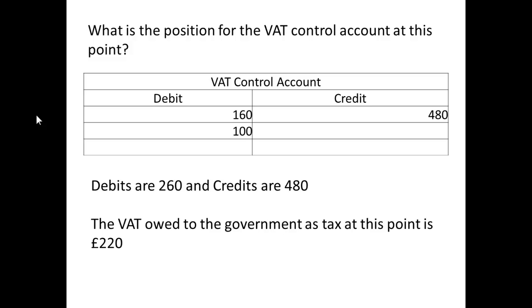And if we now just look at the control account at this point, we have two debits, 160 and 100. We have one credit, which is 480. So if we take away the debits of 260 from the credits of 480, that means in fact that we owe the government as a tax at this point the sum of £220 for VAT. So those are the entries for VAT.